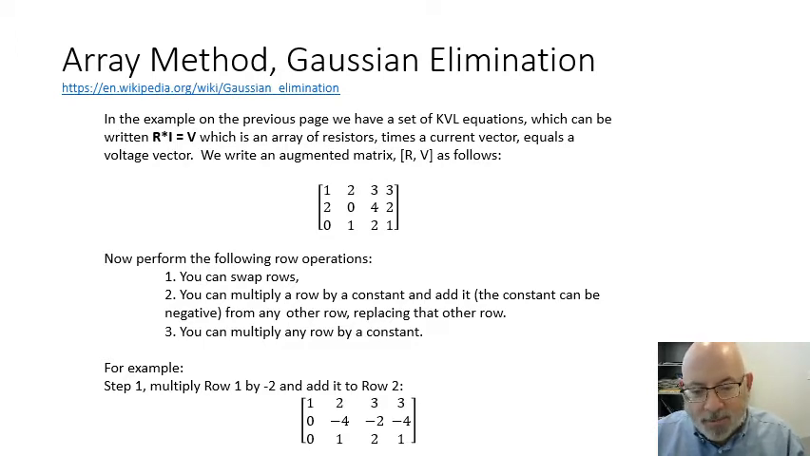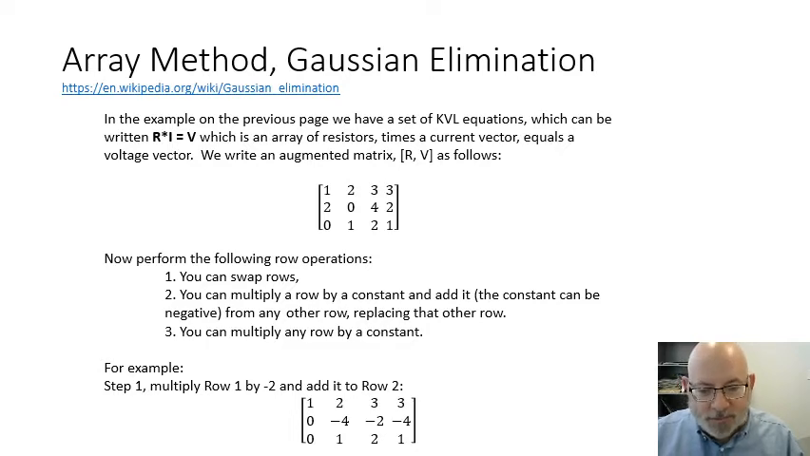These are the 3 row operations you're allowed to perform. You can swap any 2 rows, but you have to swap the whole row. You can multiply any row by a constant, and the constant can be positive or negative, and you can add it to the other rows. And you can replace those rows with that multiplier after you've added it. And you can multiply any row by a constant and then just leave it in that row.